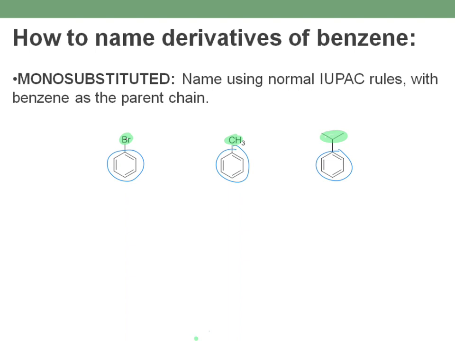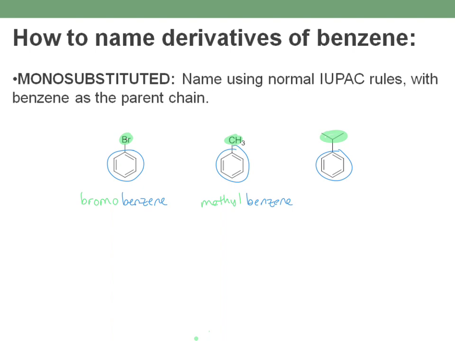So in this case, we just have bromobenzene. So normal rules, right? You call bromine bromo. There's no space between the bromo and the benzene. Same thing over here, you have methylbenzene, so methylbenzene.